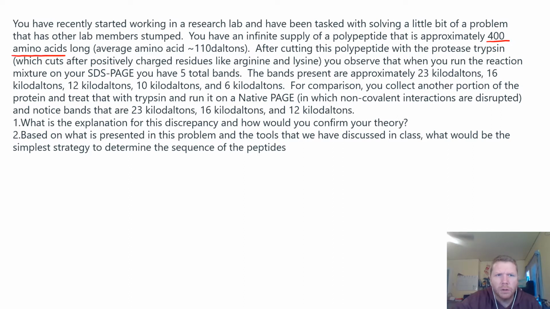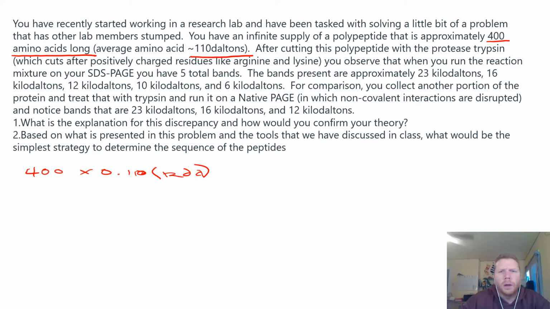400 amino acids long. The average amino acid is about 110 Daltons. Okay, so this is our first piece of information. 400 times 0.110. And I just converted this to kilodaltons. You don't have to do that, but it might not be harmful to you.